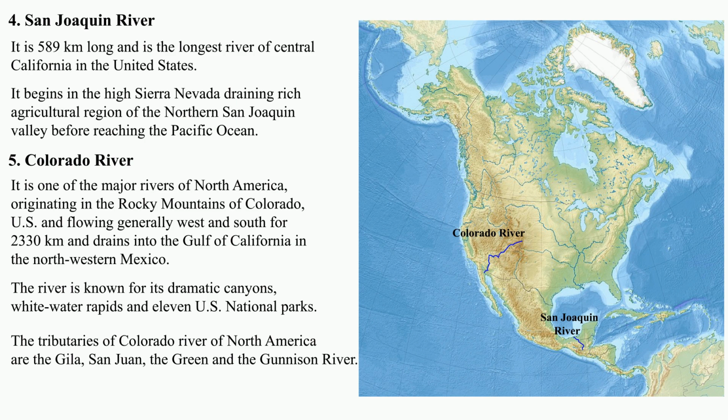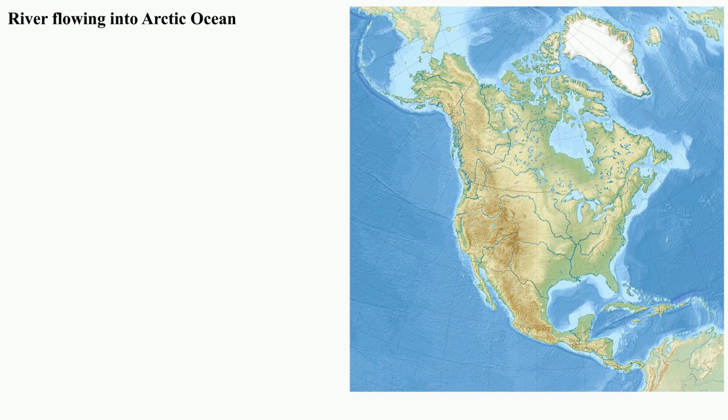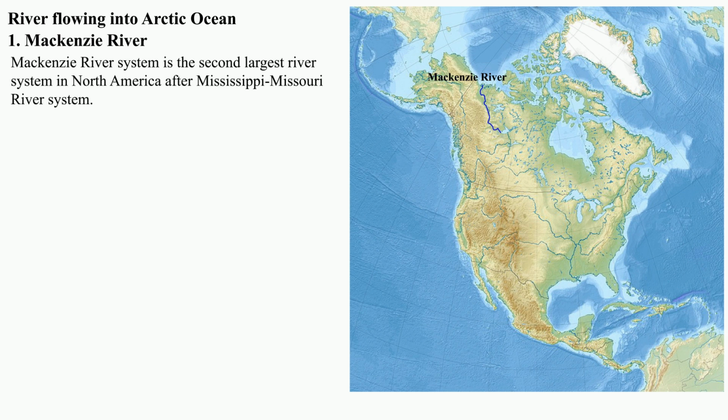Okay, so these are all rivers which drain into the Pacific Ocean. Now let's discuss the rivers flowing into the Arctic Ocean. The first river is the River Mackenzie. Mackenzie River System is the second largest river system in North America after the Mississippi-Missouri River. As we know, the Mississippi-Missouri River System is the largest river system of North America. So Mackenzie River System is the second largest.